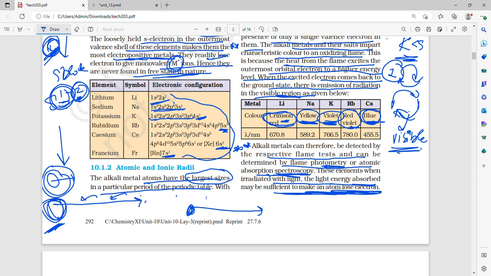Therefore, when it comes back to the ground state, there is emission of radiation in the visible region, and we see that lithium gives crimson red. Sodium gives yellow, potassium gives red violet, rubidium gives red violet, and cesium gives blue color.